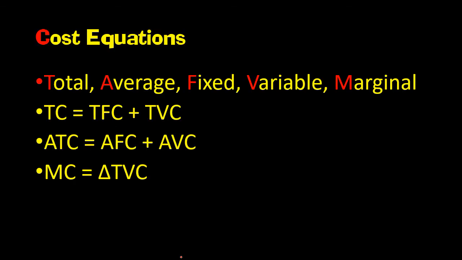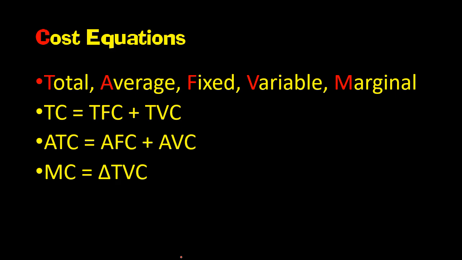So, equations. You're going to see the letters. It's like Sesame Street. I don't know if you ever watched Sesame Street when you were little. But today's class is brought to you by the letters C, T, A, F, V, and M. C is for cost, T is for total, A is for average, F is for fixed, V is for variable, and M is for marginal.